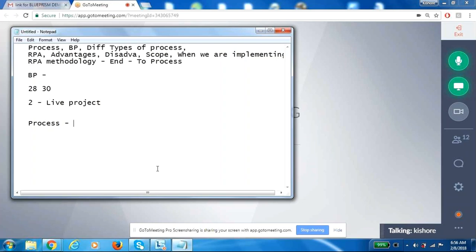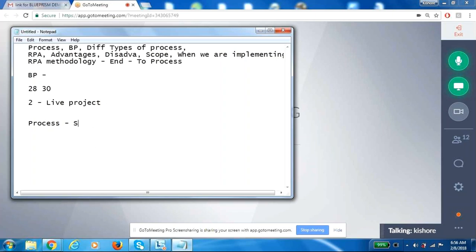So to go to my native place, I'm following some process. To have a cup of coffee, I'm following some process. To meet my friend, I'm following some process. In the same way, for completion of every activity or every task in the world, we need to follow some step-by-step activities. Those activities we call a process.